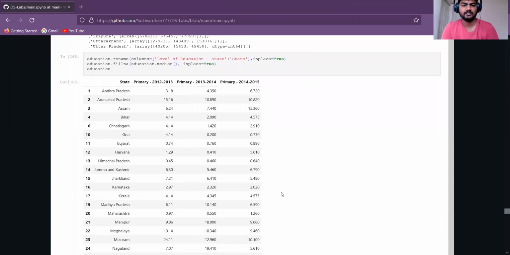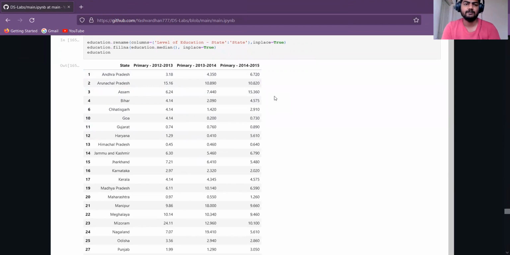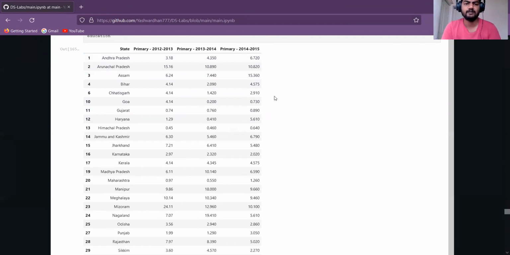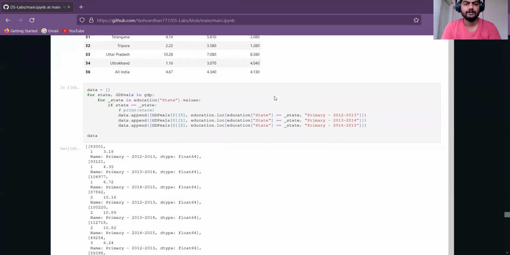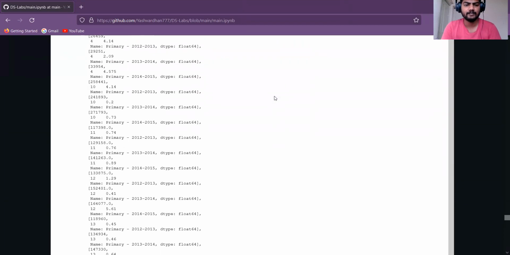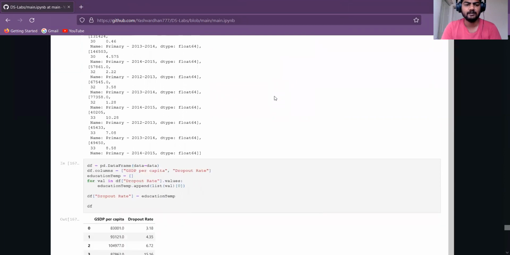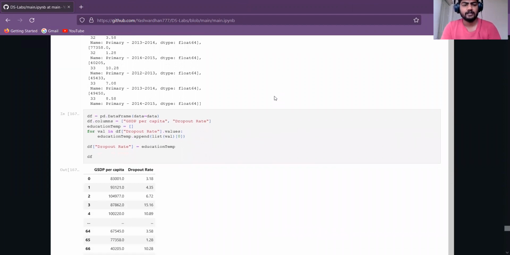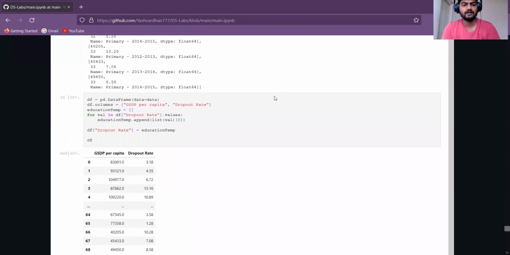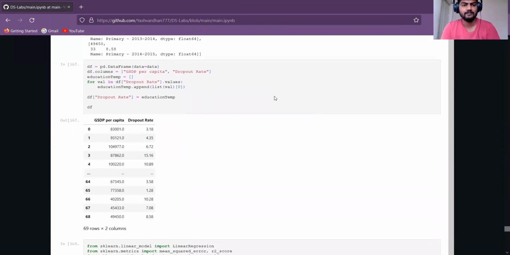So our data is for each state, for the primary sector for 2012 to 2013, 2013 to 2014, and 2014 to 2015. This table shows the data for each of the states for the years 2012 to 2015 for the primary sector contribution. Now, these are our analysis, and we use the code for building our model. Then we use the GSDP per capita and dropout rate for each of the states.